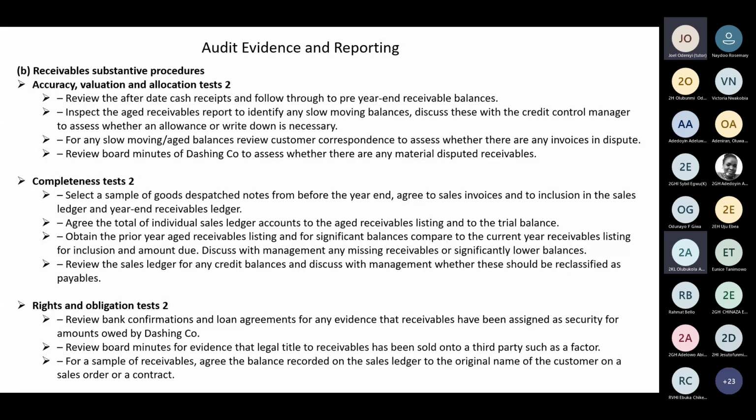And for ownership of receivables, agree the balance recorded on the sales ledger to the original name of the customer on the sales order or contract. Okay, so in practice, most times sales transactions will start with an agreement, all right? So there'll always be a contract for most sales transactions. For those that don't have a contract, most times there will be a sales invoice and a sales order. So that can help you confirm that the receivable actually belongs to the company.